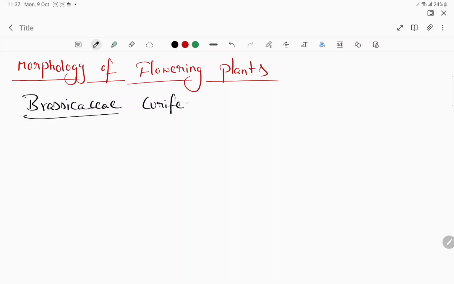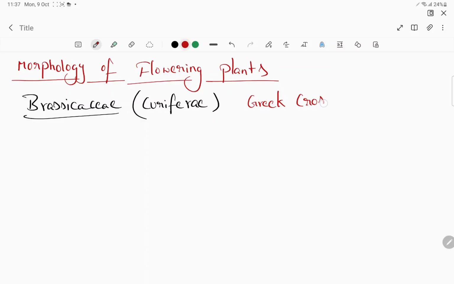Cruciferae. So let's see what this is. In this Brassicaceae family, it is arranged in the form of a Greek cross. So you can also call it a Greek cross.